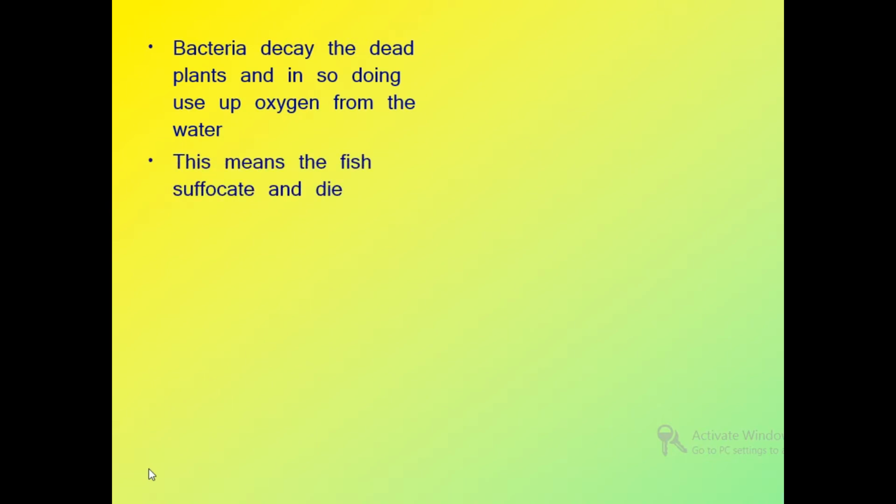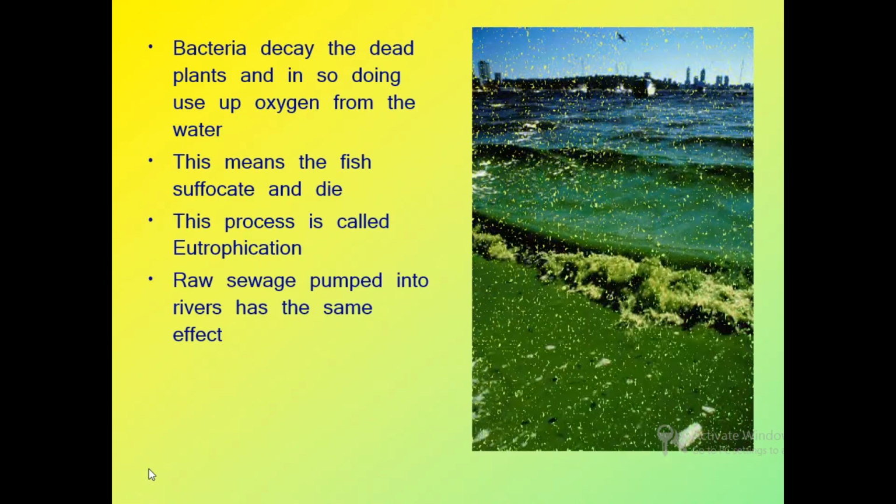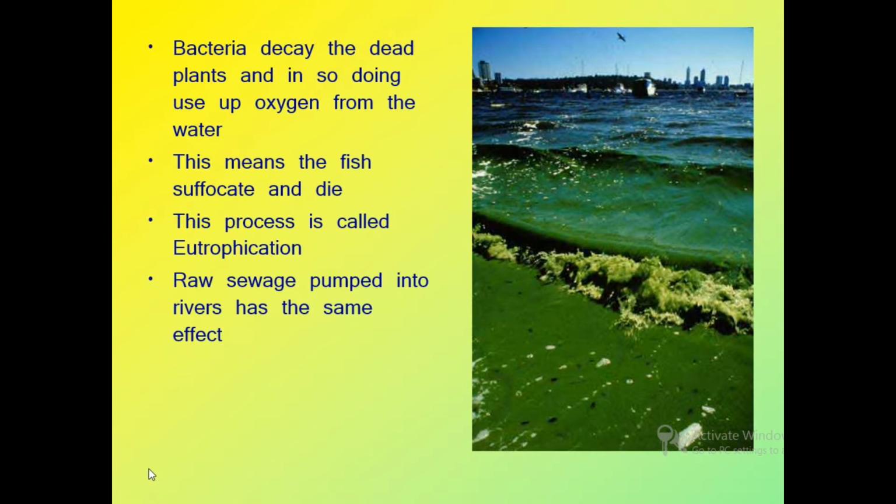Bacteria decay the dead plants, and in so doing use up oxygen from the water. This means the fish suffocate and die. This process is called eutrophication. Raw sewage pumped into the river has the same effect on water bodies.